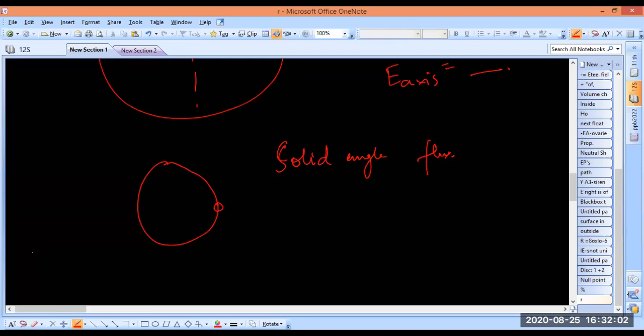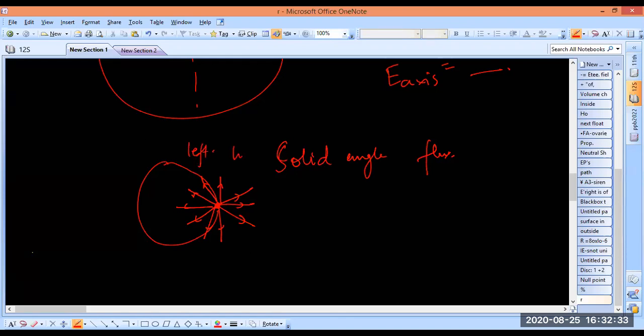If you take a sphere like this, and let's assume that the point charge is exactly on the circumference, over here. So what happens is that the field lines coming out from this point charge are going in all directions. But you realize that half of the field lines go on the left side.